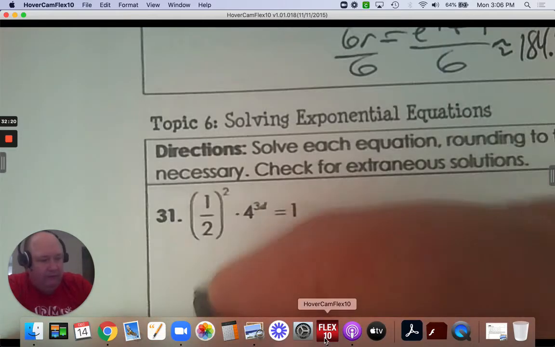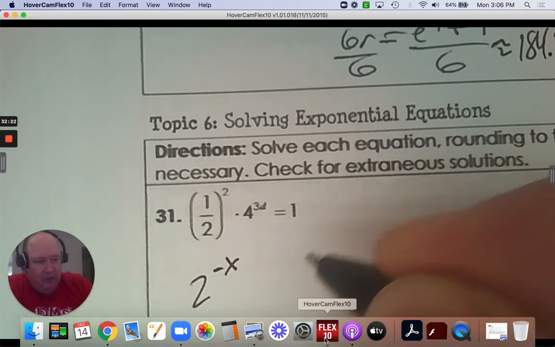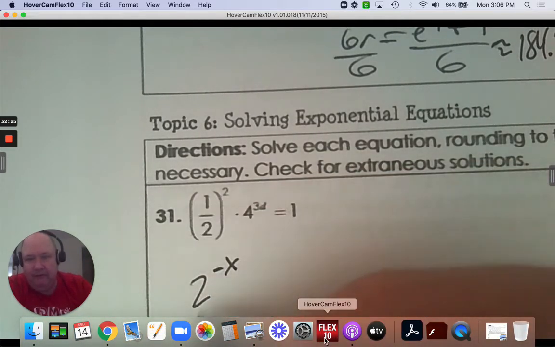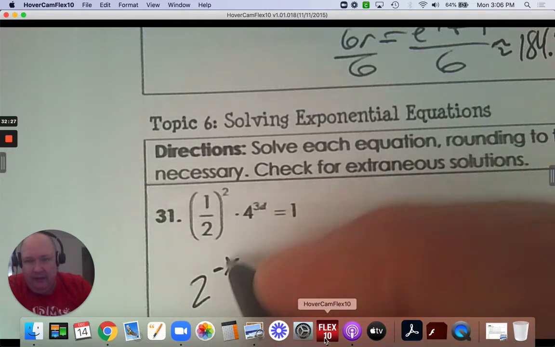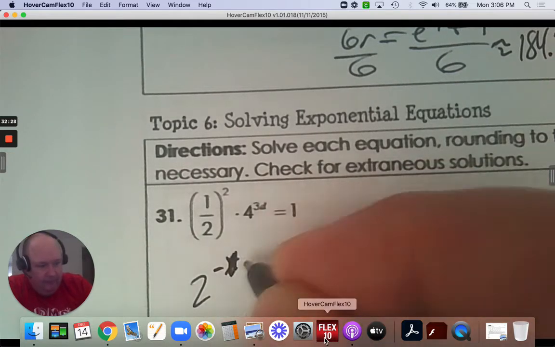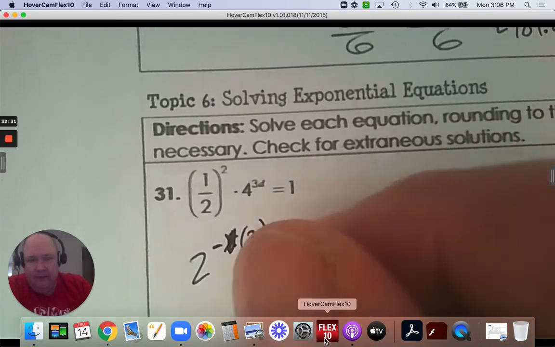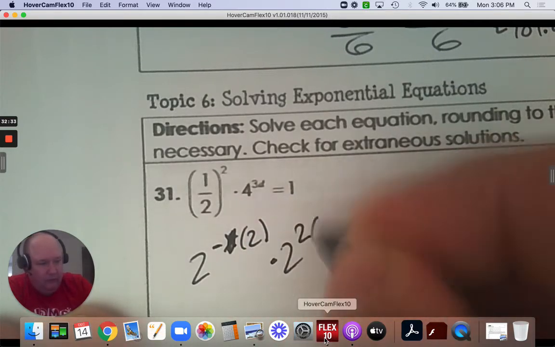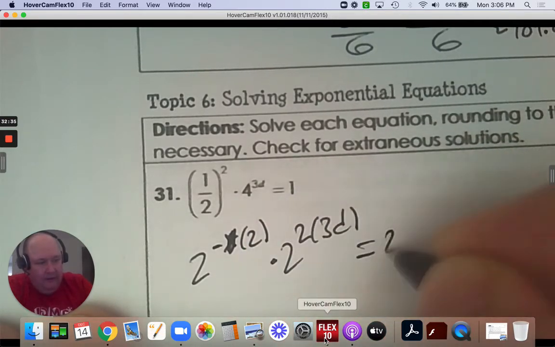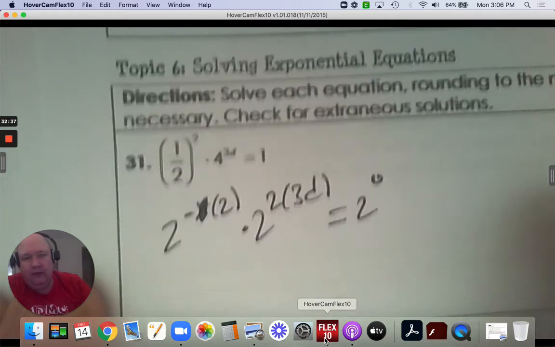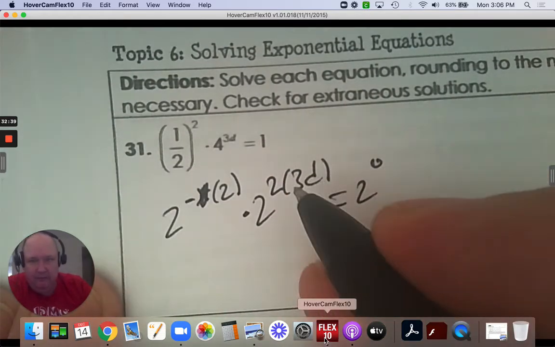How about an exponential equation? So to solve this exponential equation, we're going to write it with common bases. So 1/2 is 2 to the negative 1. And there's already 2 there. 4 is 2 squared with 3d. And 1 is 2 to the exponent 0. So they all have the same base.